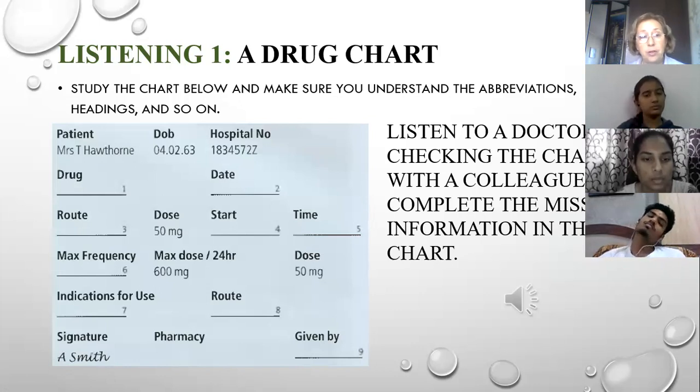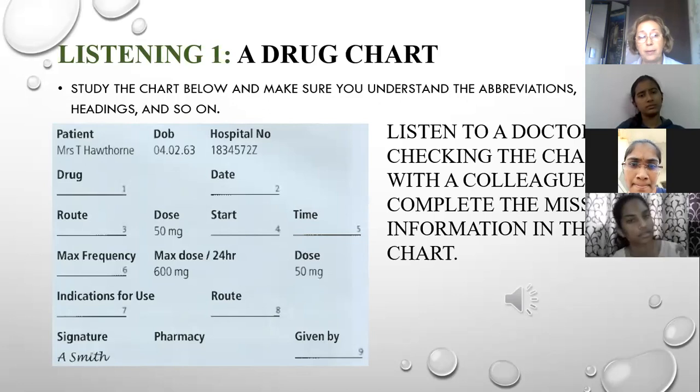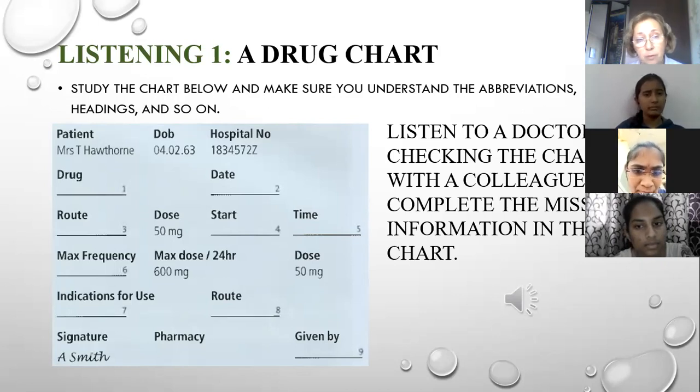The next abbreviation is DOB. What does it stand for? Date of birth. Yes. Then we can see the hospital number of the patient. Then there is a heading drug, number 1. What should we write here? Name of the drug. Then there is date, number 2. What is missing here? Date of the prescription.